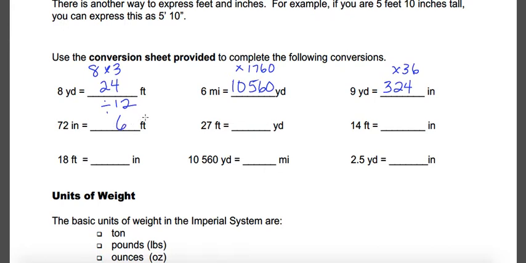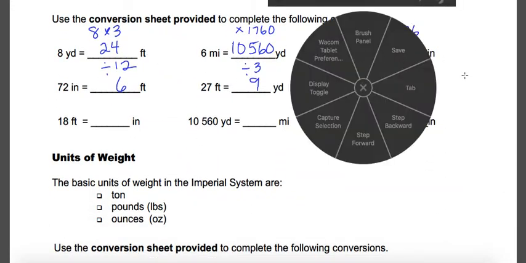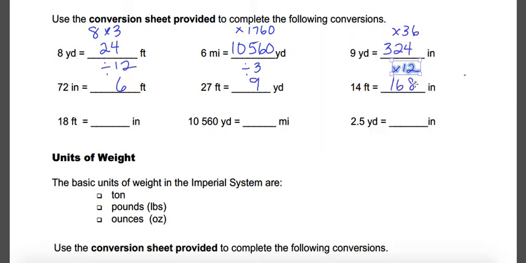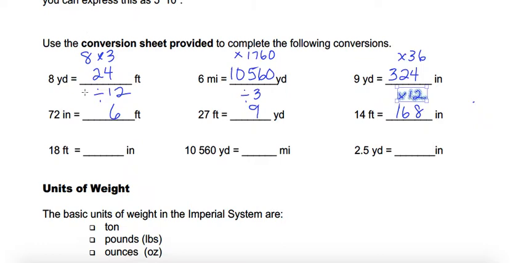27 feet to yards. To go from feet to yards, I need to divide by 3. And 27 divided by 3 is 9. So 27 feet is the same as 9 yards. Feet to inches, I want to multiply by 12. 14 times 12 gives us 168. 18 feet to inches. Same calculation as we did in that last example. I want to multiply by 12, and 18 times 12 gives us 216.